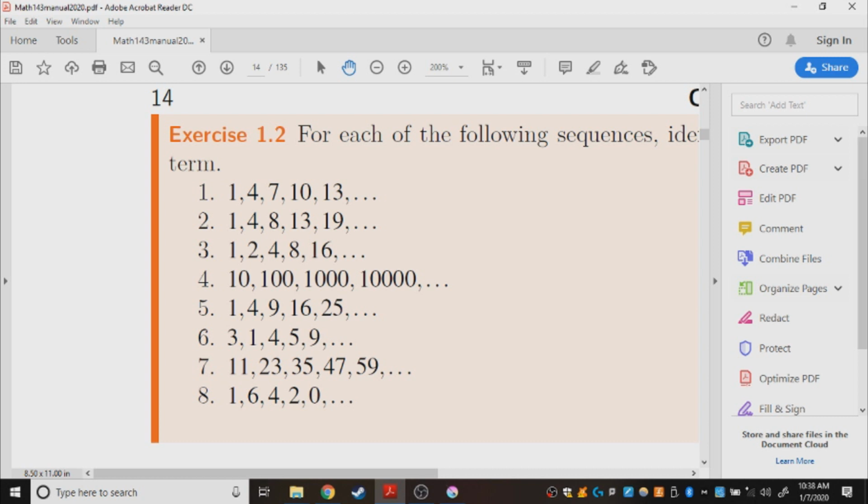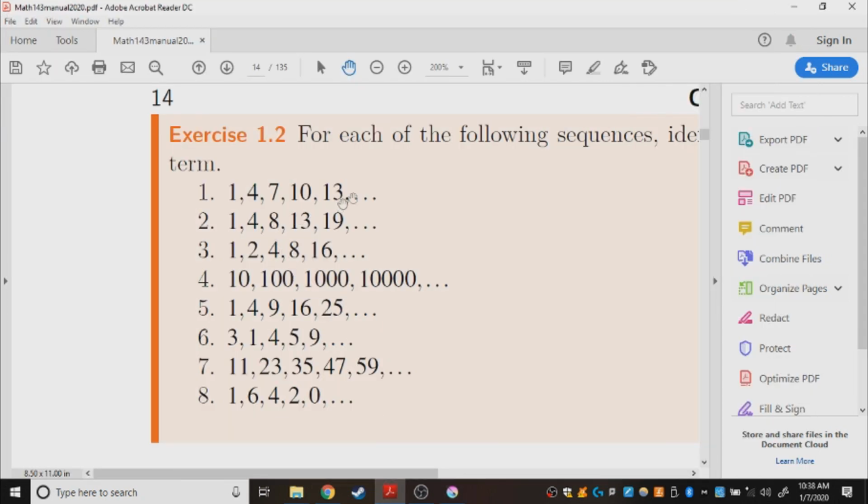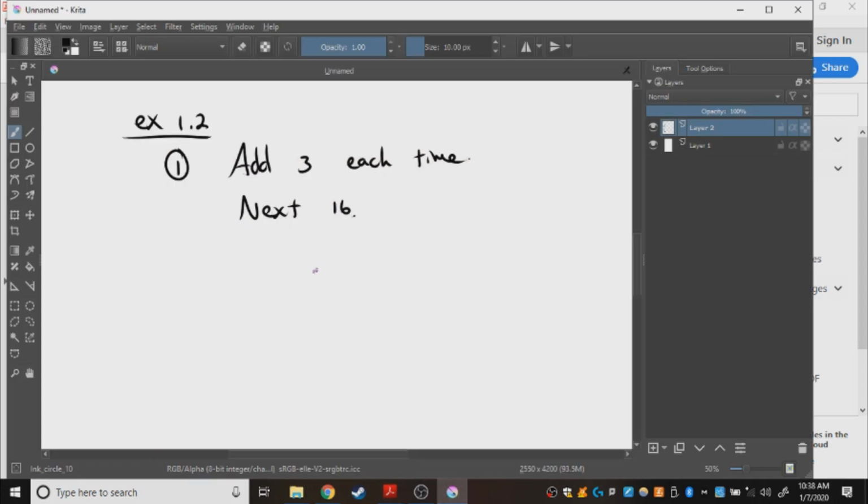What is the pattern in words, would you say? Any words you want. Add 3 each time. So it's perfectly fine to say it in words right now. It's really all we can do. And that allows us to find the next one as 16, because I'm adding 3 every time.